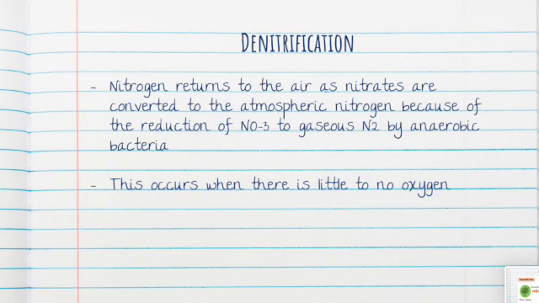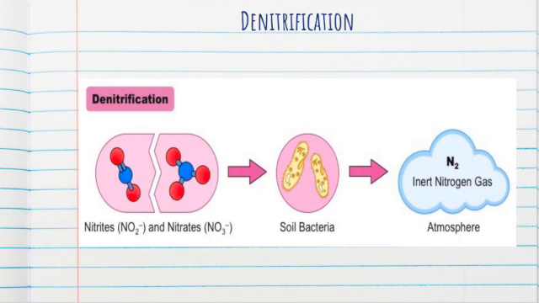Denitrification. Nitrogen returns to the air as nitrates are converted to atmospheric nitrogen because of the reduction of NO3 to gaseous N2 by anaerobic bacteria. This occurs when there is little to no oxygen. Here is a diagram of denitrification. Nitrites and nitrates are turned into soil bacteria, which is then turned into nitrogen gas, which is released into the atmosphere.